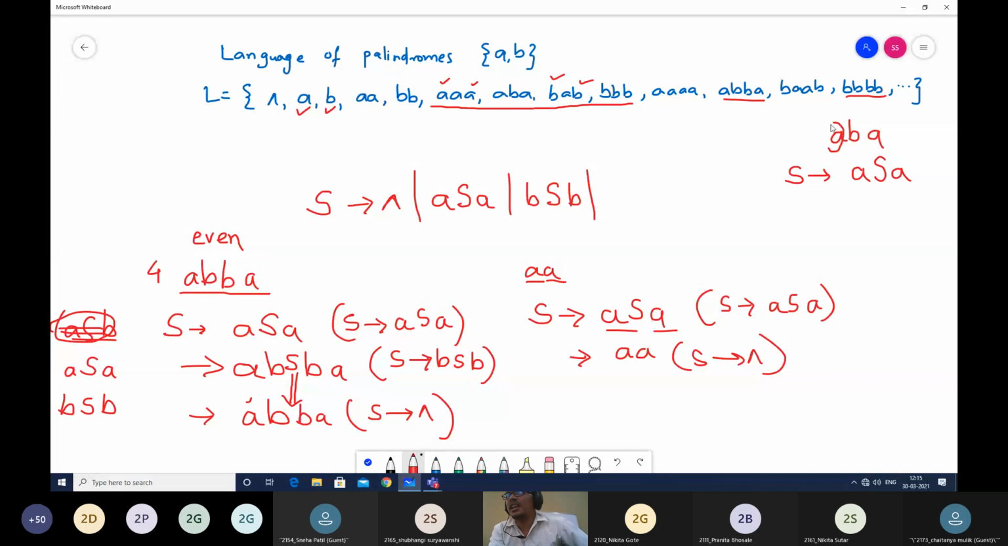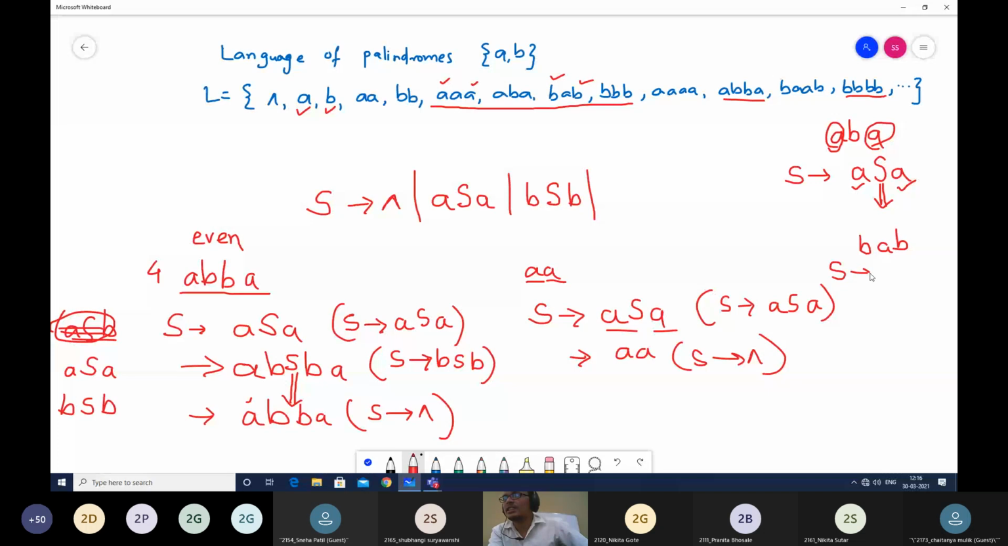So with this A and this A is done. Now this S should be replaced by what in order to get ABA? Yes, can anyone tell me? This B. S should be replaced by B, correct? Very good. Or another example I'll give you. Suppose you have a string like BAB.